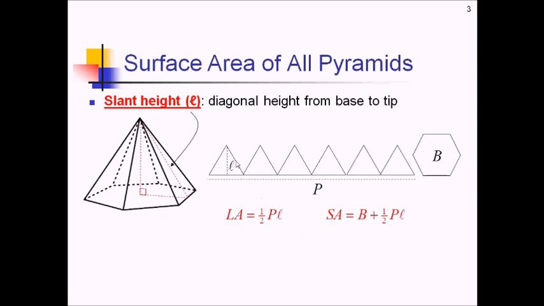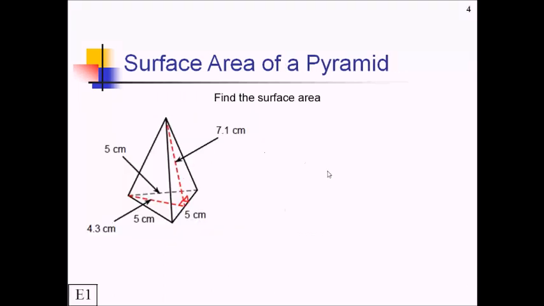And now to find the slant height, generally if you have the height and the distance from the center to the end here, you can use the Pythagorean theorem to find the slant height. Let's do an example where we find the surface area of a pyramid. And this is not a square pyramid, so the MCAS formula will not help us at all here. We need to use our more general base plus 1/2 PL kind of formula.